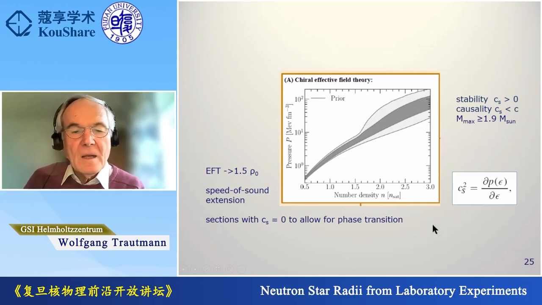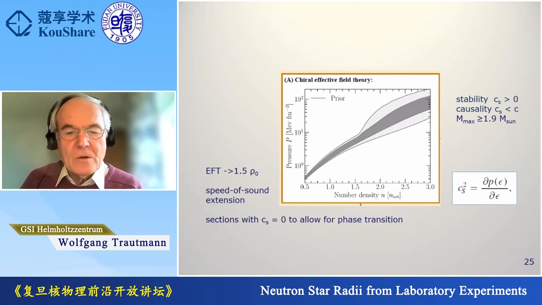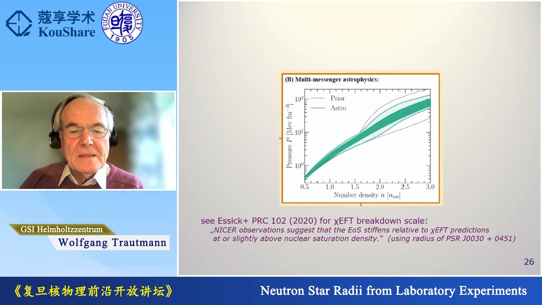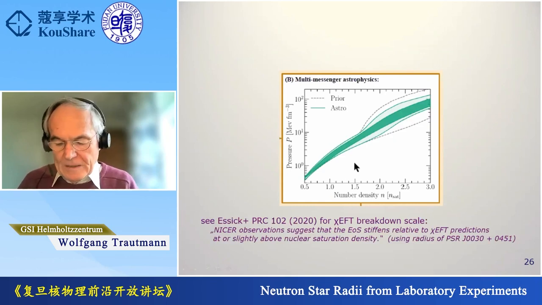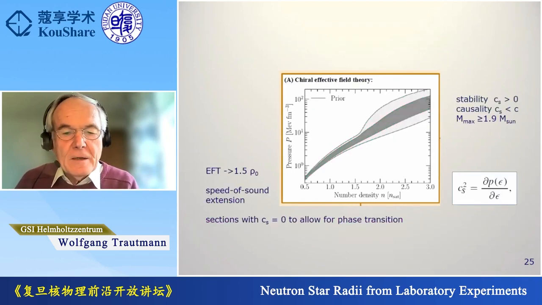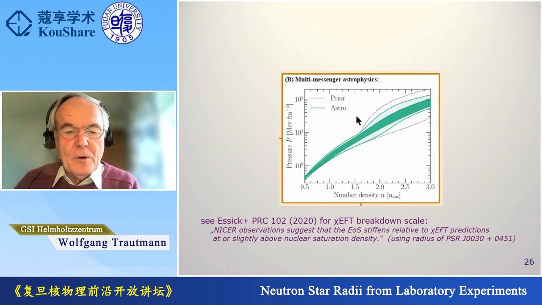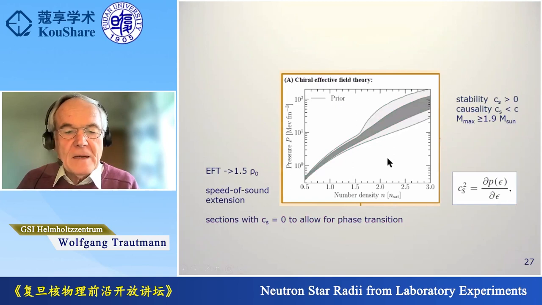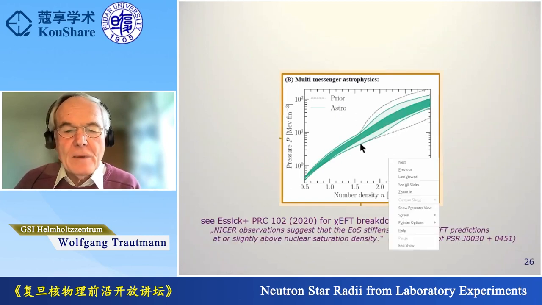Now let's look at what we get from Astro, and here is now prior plus Astro. If I flip back and forth and you just look at this point in this region here, you see that Astro wants the equation of state, the pressure, to be higher than what we have in the prior.